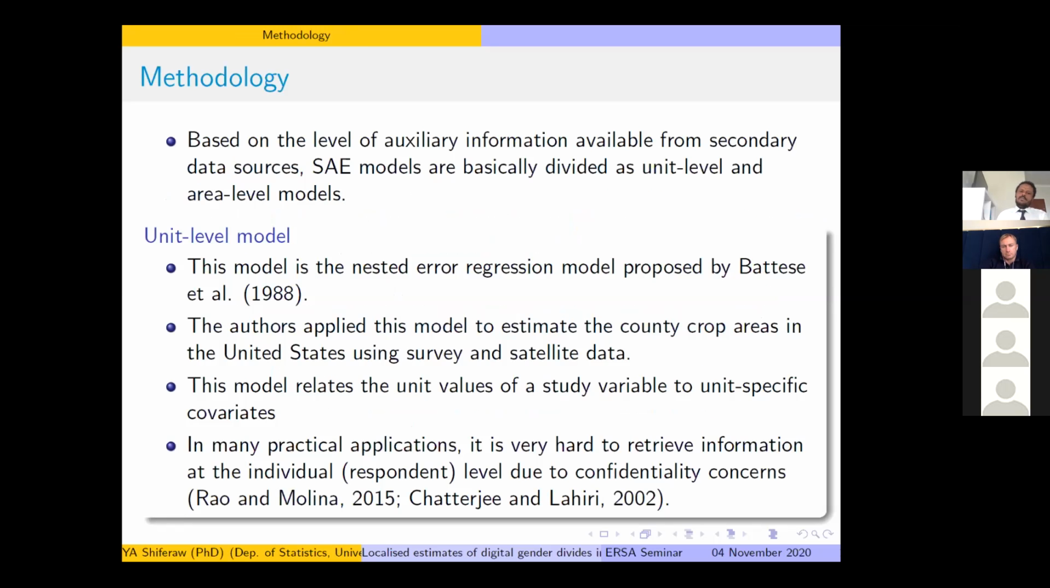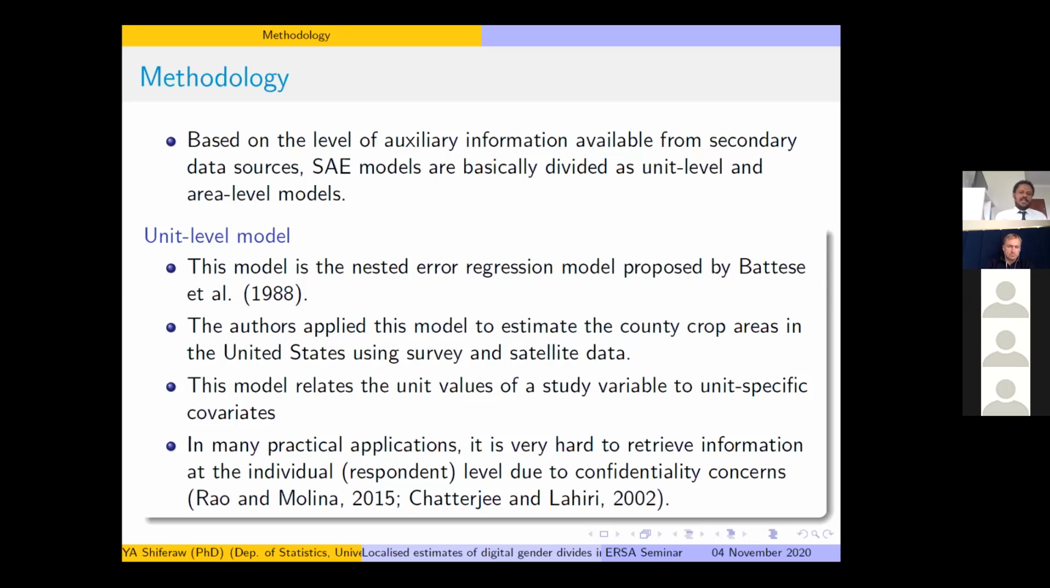Based on the level of auxiliary information available from secondary data sources, small area estimation models can be divided into two. The first group of models are unit level models. These need individual level data. These are the models proposed by Battese and colleagues in 1988. They used this model to estimate county crop areas in the United States using survey and satellite data. Unit level models relate the unit values of a study variable to unit specific covariates.